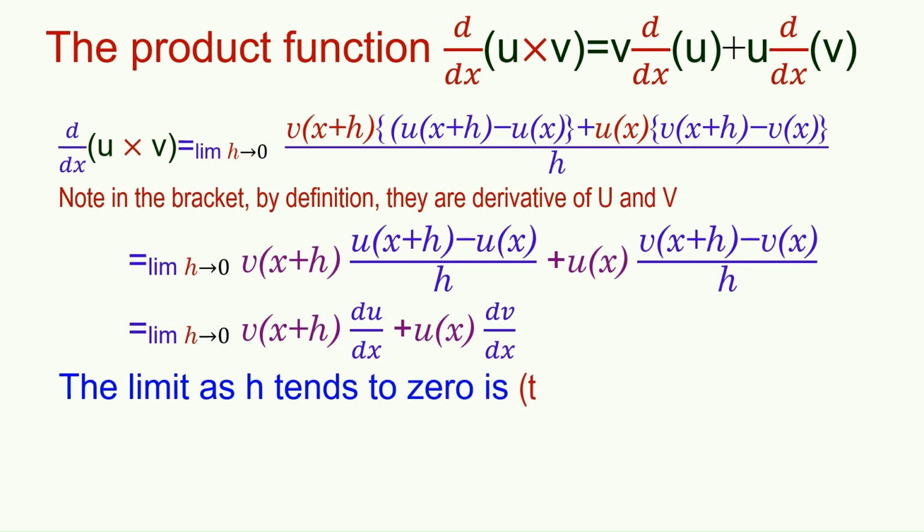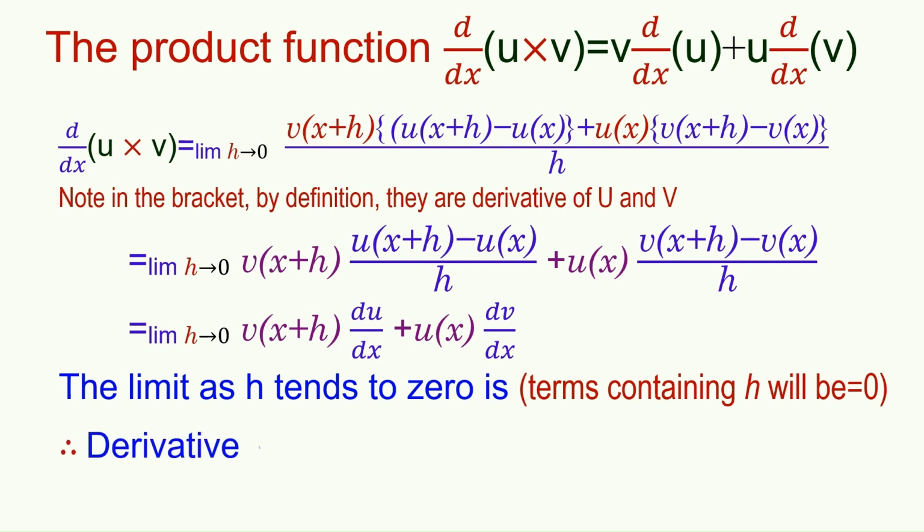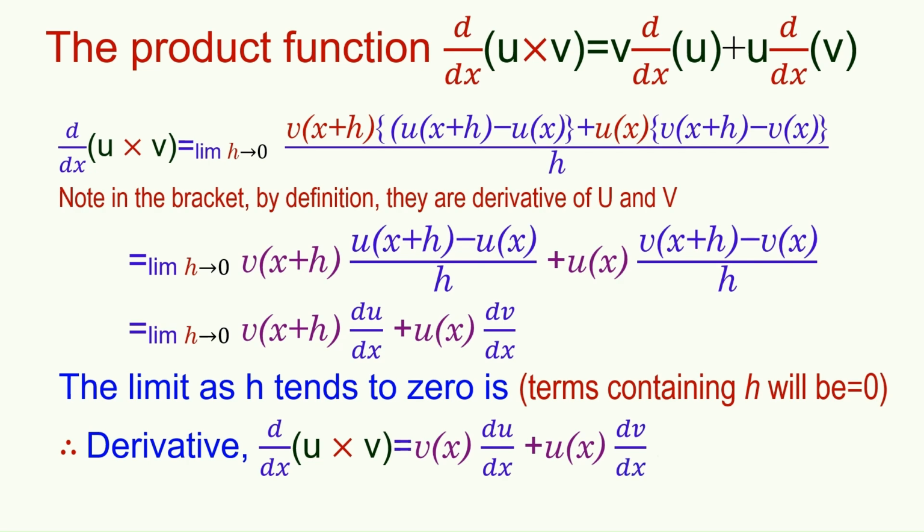The limit as h tends to 0. Note now, terms containing h will be equal to 0. Therefore the derivative d/dx of u times v equals v(x) times du/dx plus u(x) times dv/dx.